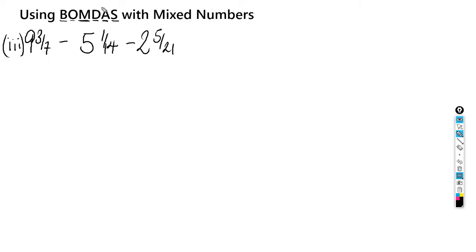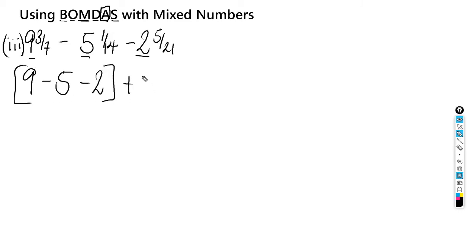So the first thing we'll do is add, because we don't need to divide or multiply, and there's no brackets. So we're going to add all the whole numbers, okay? So we're going to get 9 added to negative 5, and 9 added to negative 2, right? Then we add the fractions, which is 3 over 7 added to a negative number, which is negative 1 over 14, added to another negative number, which is 5 over 21.